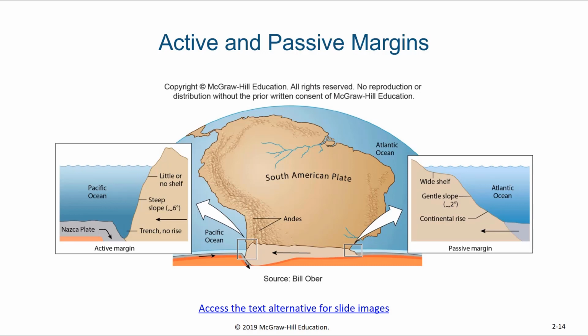Whereas if we look on the Atlantic coast of the American continents, here the Atlantic Ocean is on the same lithospheric plate as the continent itself. There's a wide continental shelf, a gentle sloping to the continental slope, and a significant continental rise. All of these are indications of a passive margin.